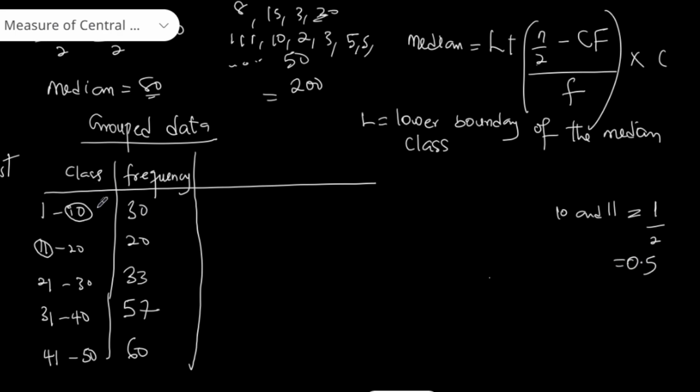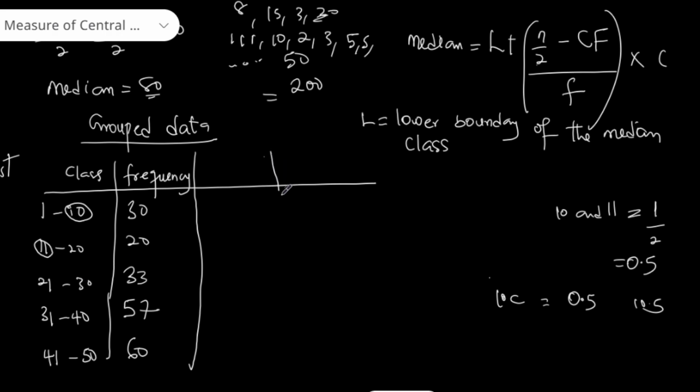The difference between the upper class and the lower class of each class is 1. Divided by 2 is 0.5. So the lower class for this first one is 1, and we take away 0.5 from this, and then the upper class will be 10.5. Take away from the lower class, add to the upper class.